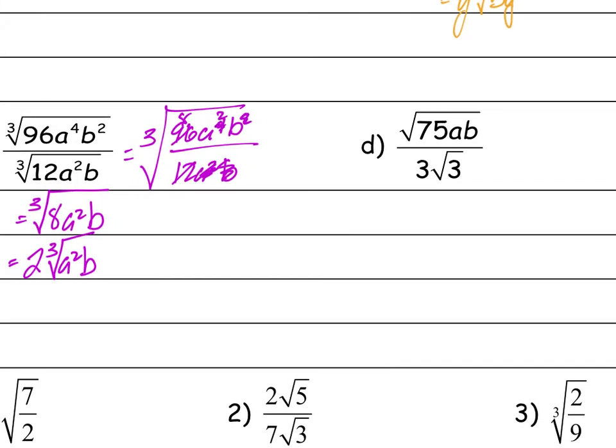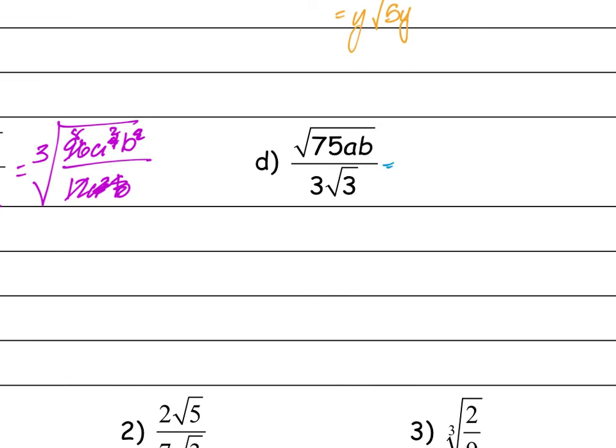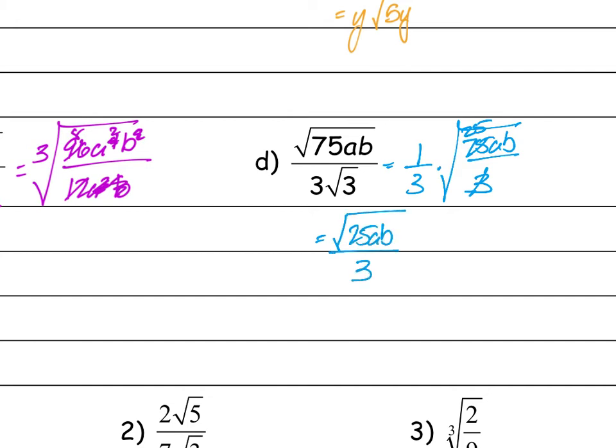And then the last one I can rewrite as 1/3 times the square root of 75ab divided by 3. 3 goes into 75 25 times. And so that gives me the square root of 25ab divided by 3. And the square root of 25 is 5, so 5 square root of ab divided by 3. Done. Okay?